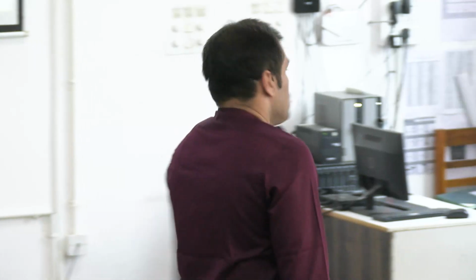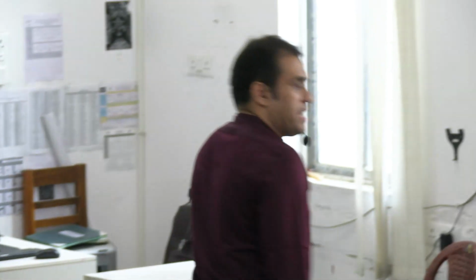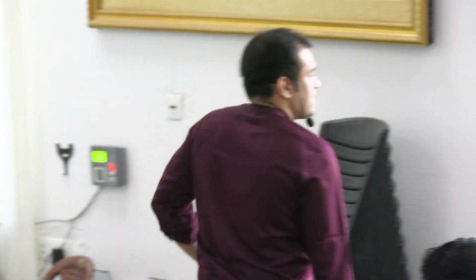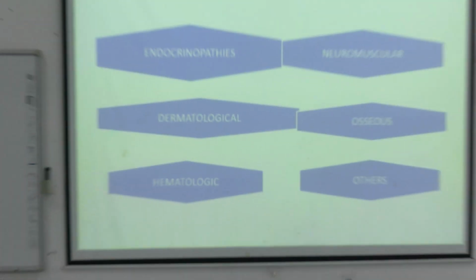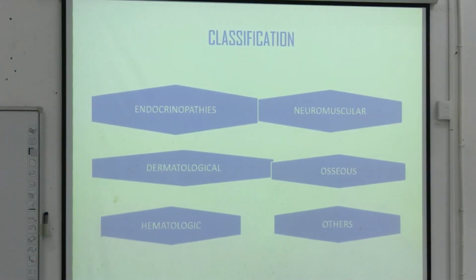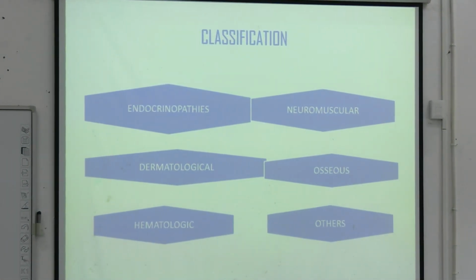This is the importance of paraneoplastic syndrome. Now, when we talk of paraneoplastic syndromes, we classify them according to the system, and out of these, the most important ones are the endocrinopathies. In endocrinopathy, we'll be talking about Cushing syndrome. There are many; you'll understand when you see the slide.